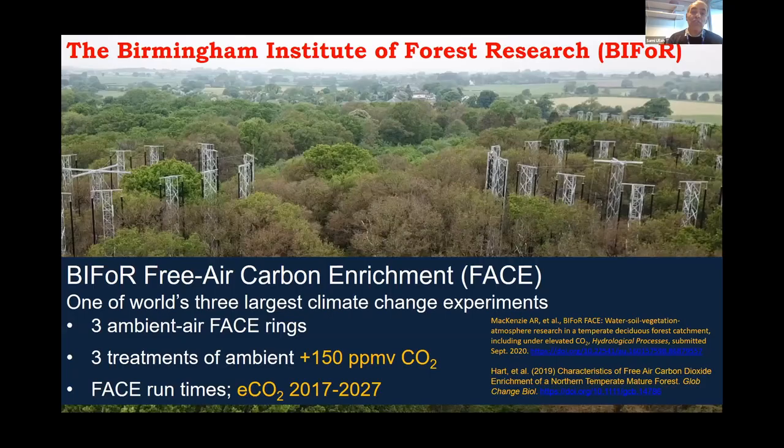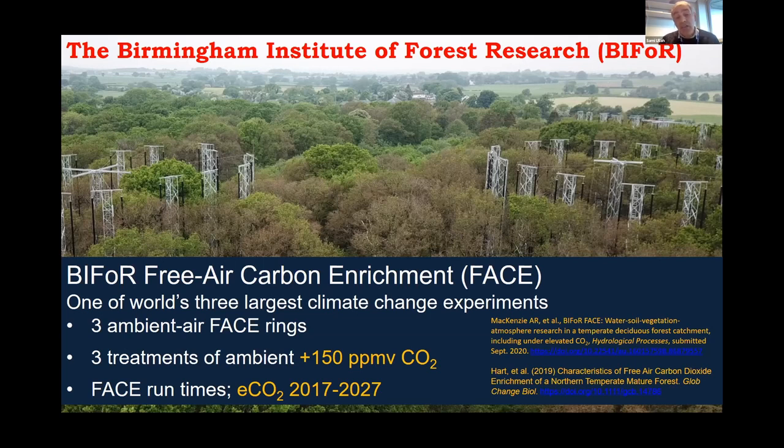concentrations? To answer these questions, the Birmingham Institute of Forest Research established a carbon enrichment experiment, which is one of the world's 3 largest climate change experiments. We have 3 ambient rings and 3 treatment rings where we raise the CO2 from dawn to dusk on top of the ambient by 150 ppm, so that we could see the response of the trees and the whole ecosystem out in the field to this fertilizing effect that is expected by 2050, the concentration of CO2 by that time. And the experiment started in 2017.